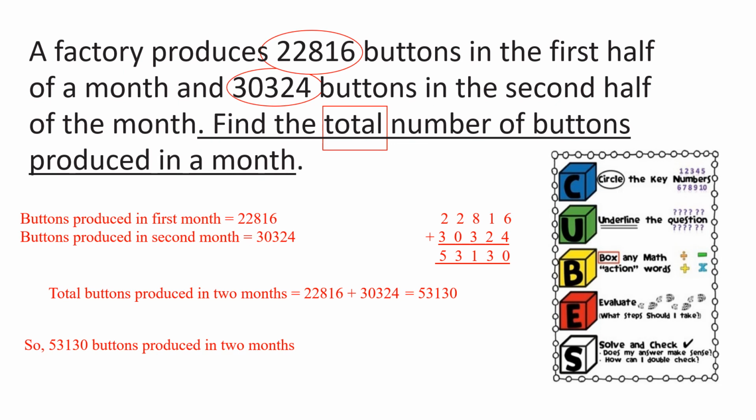So, the total number of buttons produced in the month is 53,130. Now, did you understand how the cubes method helps us? When we follow the cubes method, we tend to read the question 2 to 3 times, which helps us comprehend the question, which enables us to solve it accurately.